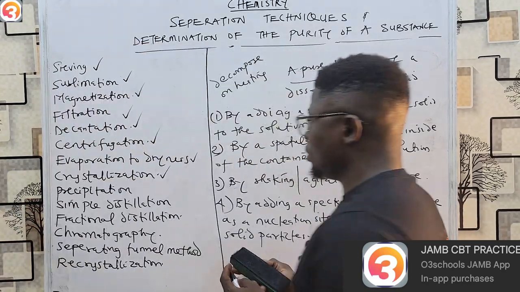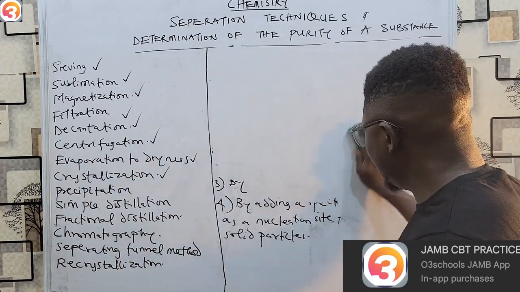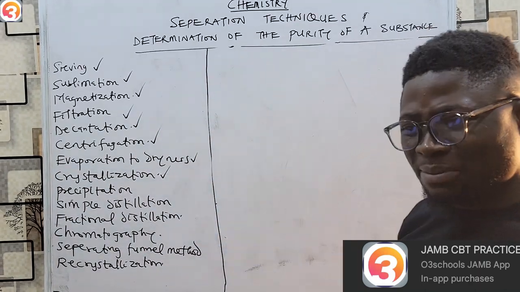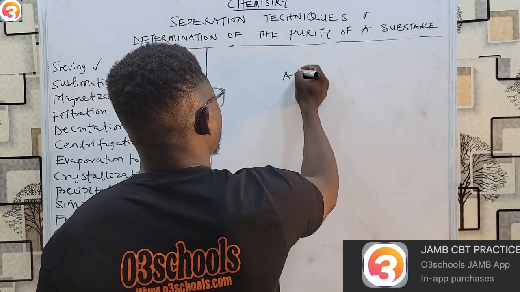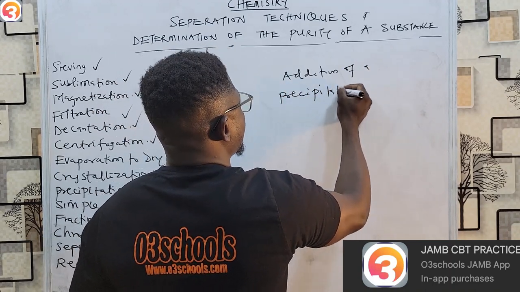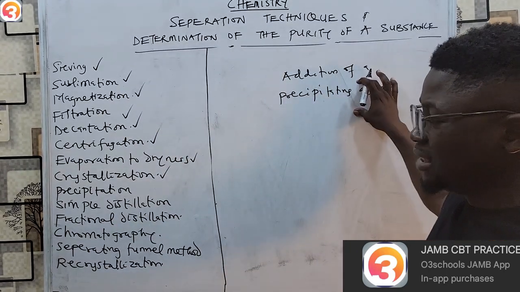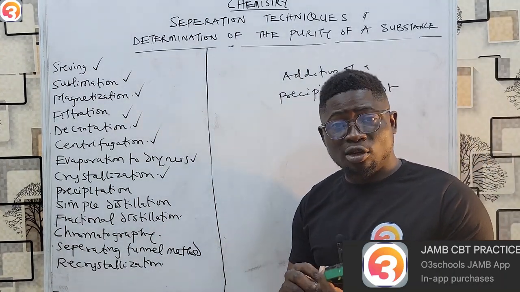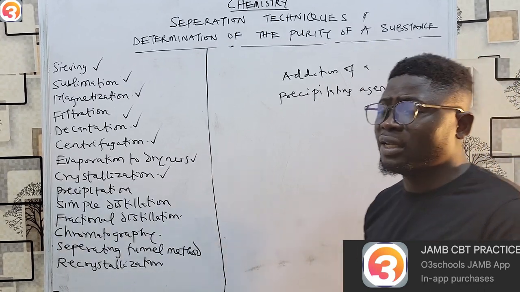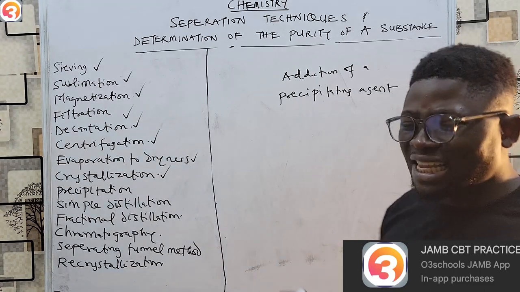All right, so now let's go to the next one, and that is precipitation. Precipitation is used to separate an insoluble solid from its solution by the addition of a precipitating agent. So for precipitation, we use a precipitating agent to recover that dissolved solid from the solution. Unlike crystallization, where we have other means of recovering the pure sample of that dissolved solid, for precipitation we add a precipitating agent.